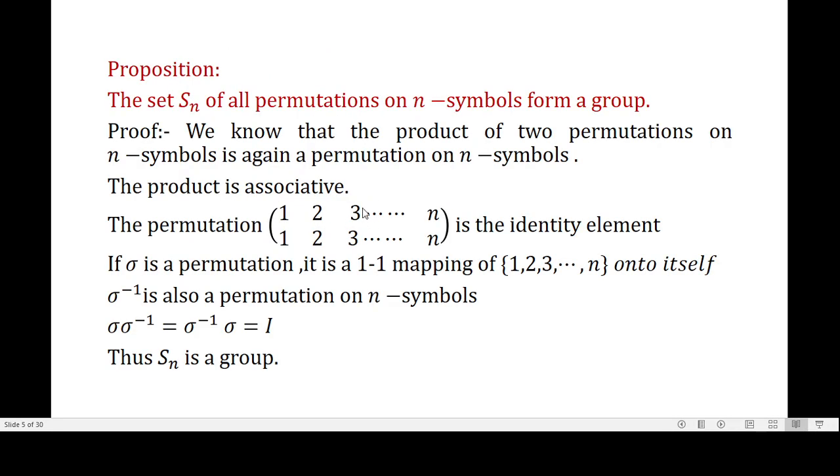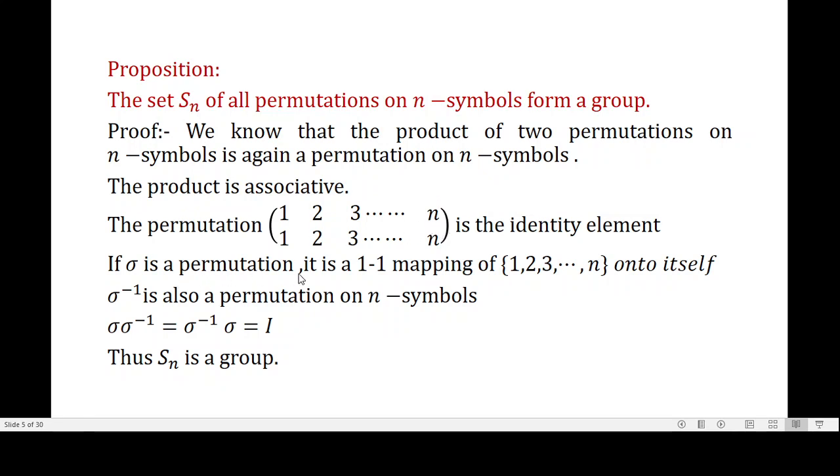So if we consider the product of two permutations on n symbols, it is again a permutation on n symbols, and this product is associative. And the permutation 1 going to 1, 2 going to 2, 3 going to 3, etc., n going to n is an identity element. So this permutation acts as an identity element.